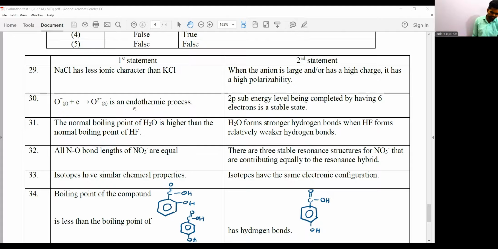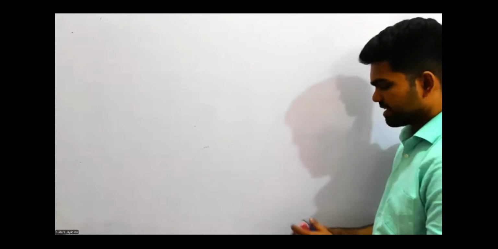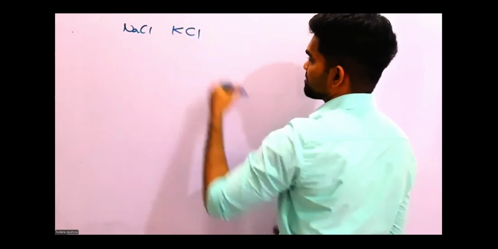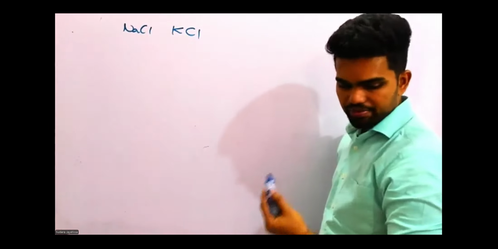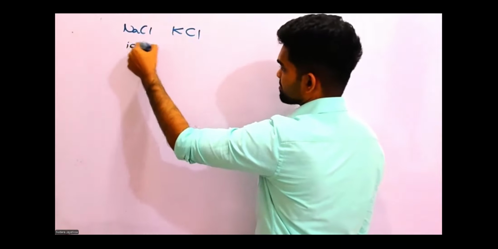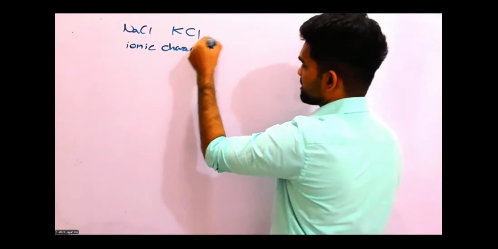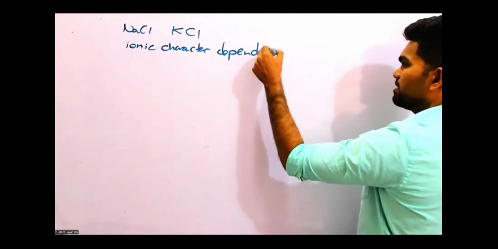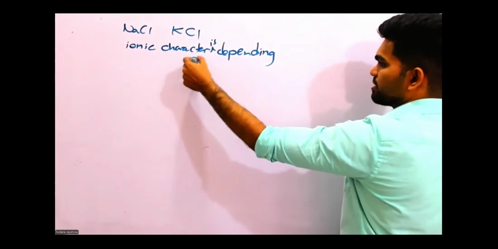Okay, 29. Sodium chloride has less ionic character than potassium chloride. Okay, so let's see first of all whether that statement is correct. Sodium chloride has less ionic character than potassium chloride. So sodium chloride, potassium chloride. So now the anion is same. So that means their ionic character depends on the cation.